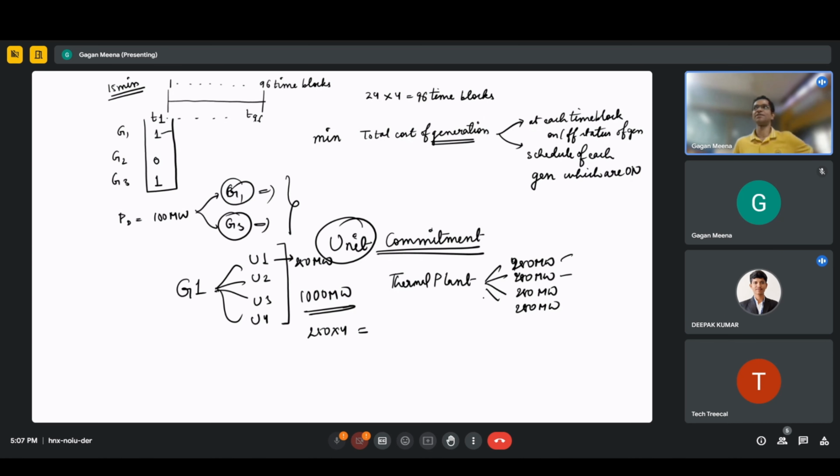And there are some constraints also, that at minimum it has to generate this much. Those also we need to take into account while solving this problem. We will see how to solve this problem. There are different methods by which we can solve this problem and get this schedule.